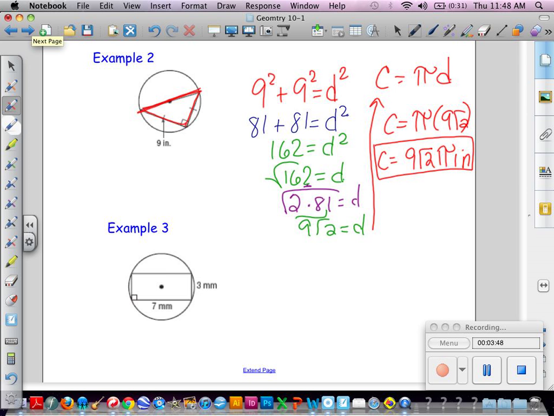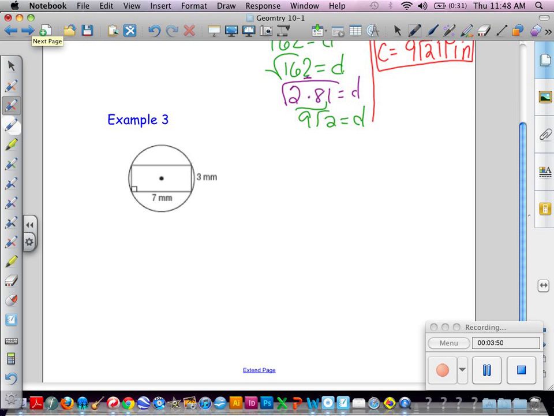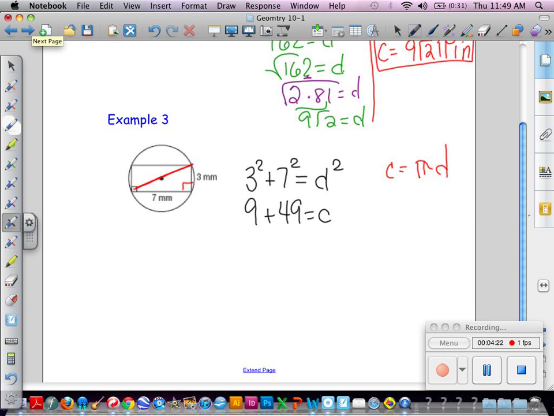Let's look at example number 3. Again, we're looking for the circumference. So circumference is pi diameter. This time we don't have the diameter drawn, but we can draw it in there. I've got a right triangle, so I'm going to use Pythagorean theorem again. I'm going to go 3 squared plus 7 squared is d squared. 3 squared is 9, 7 squared is 49, d squared.